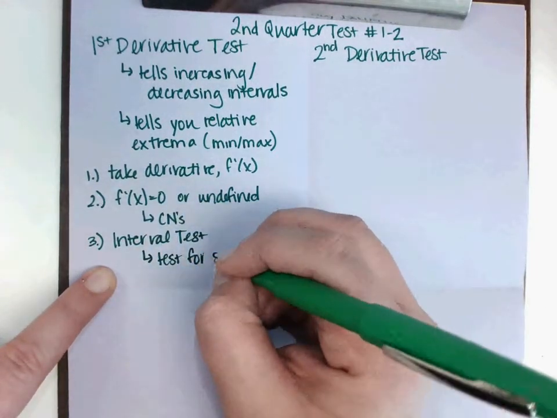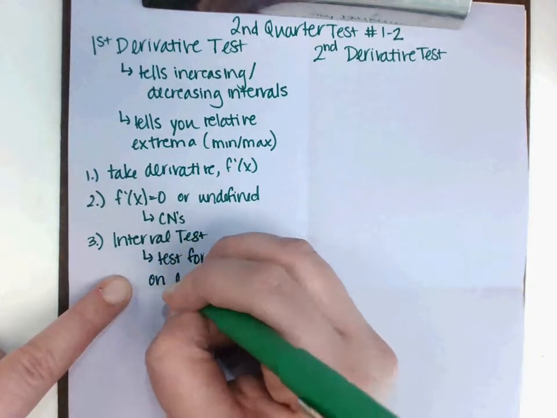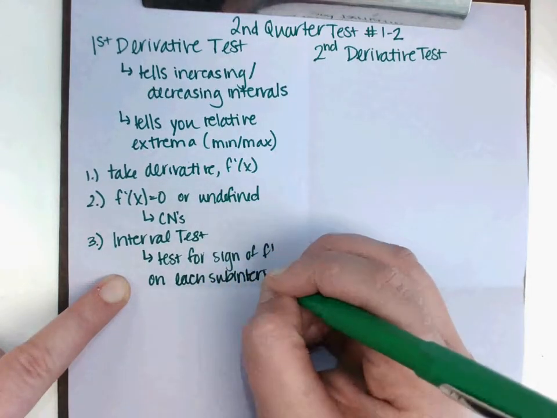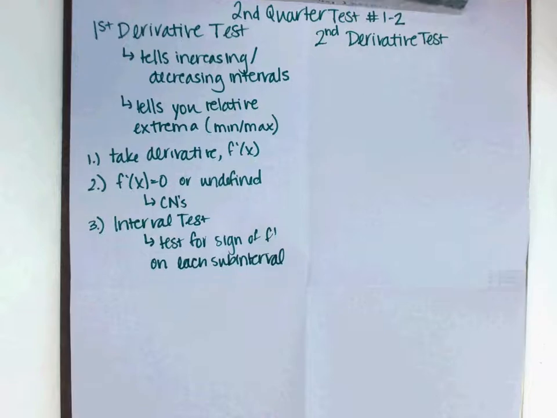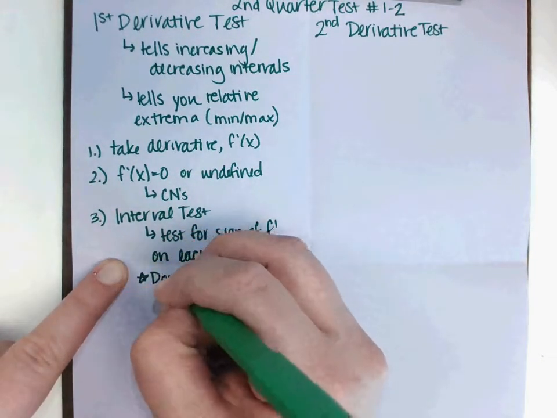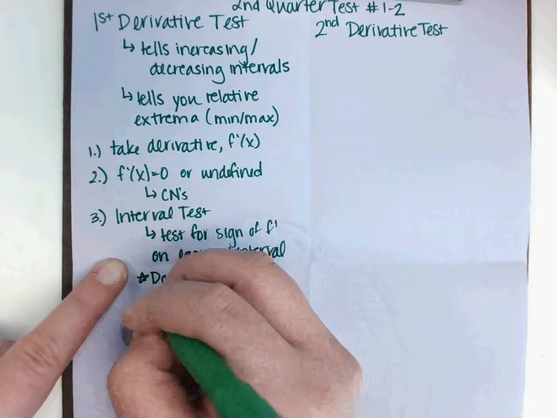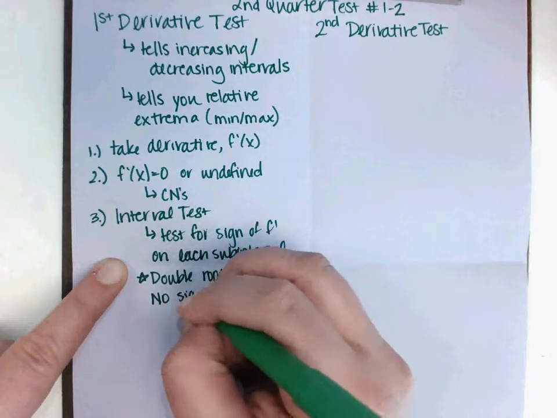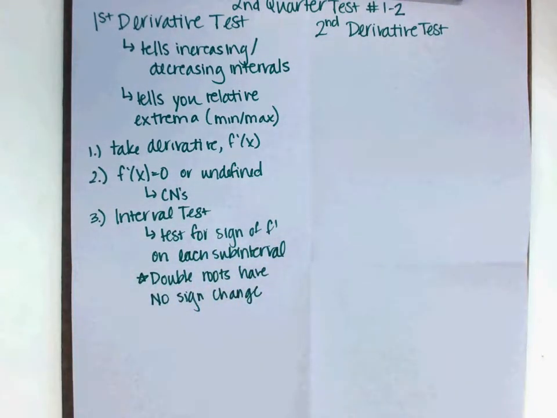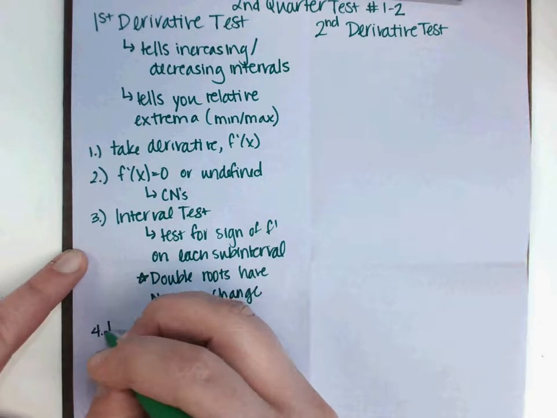Test for sign of f prime on each sub-interval. I'm also going to put a little note here that remember, double roots will have no sign change. Double roots have no sign change. Then remember, you are going to identify your extrema at that point.